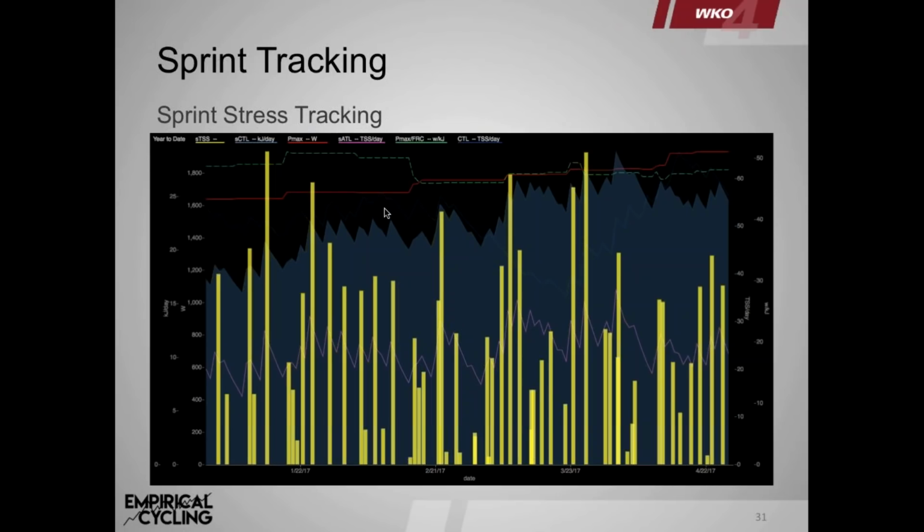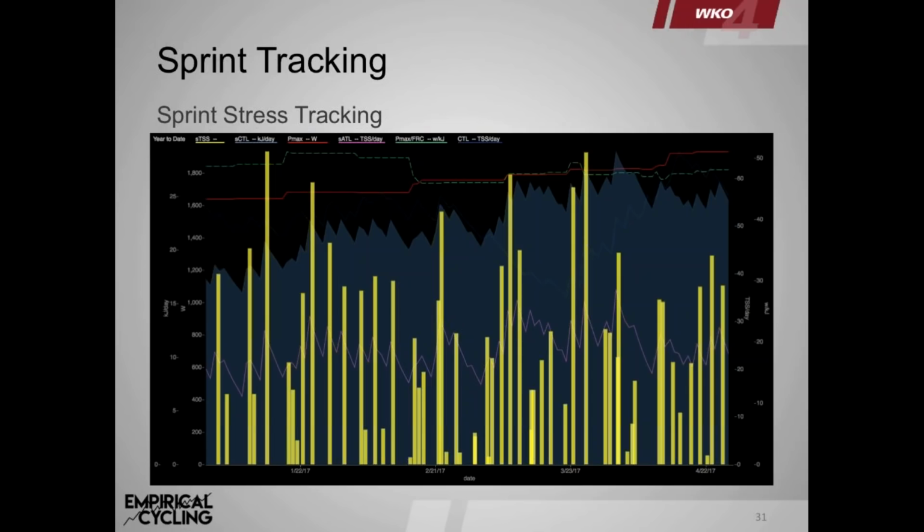So the last thing I have here is Pmax/FRC. This is not the eye level. This is an actual ratio of watts per kilojoules. Your Pmax watts just divided by your FRC kilojoules. So if you've got a Pmax of 1,000 and an FRC of 15, this is 1,000 divided by 15. So the reason I did this is because, sorry, let me find my mouse.